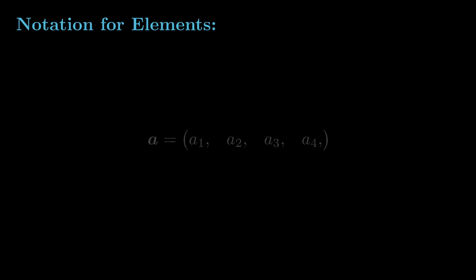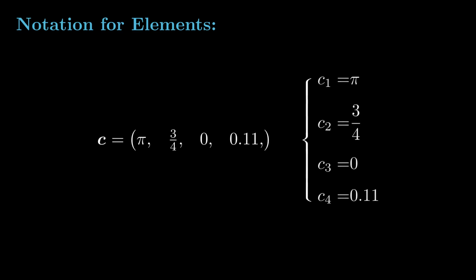It is customary to denote each element of a vector with the letter of its name in regular font, indicating with a subscript its position in the list. Thus, for vector c, with c1 we denote its first component, with c2 the second, and in the same way with the rest of the components.